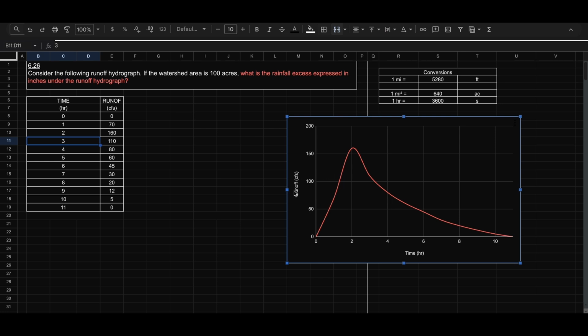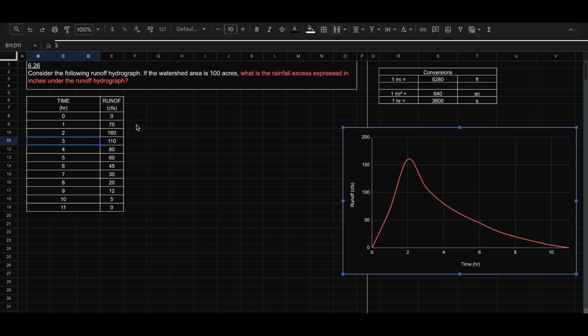To find any volume here, you just need to multiply the runoff in cubic feet per second times the time. You have to make sure it's in seconds always. So seconds cancel and you are left with cubic feet. And that's what we're going to do to solve this problem.